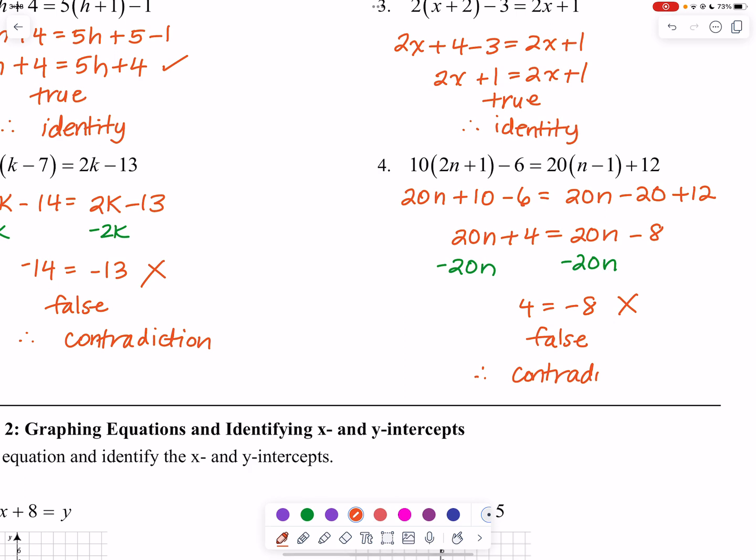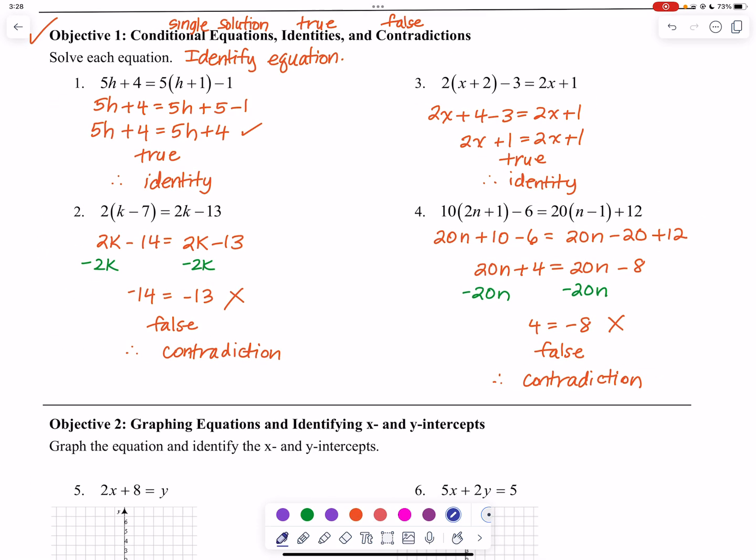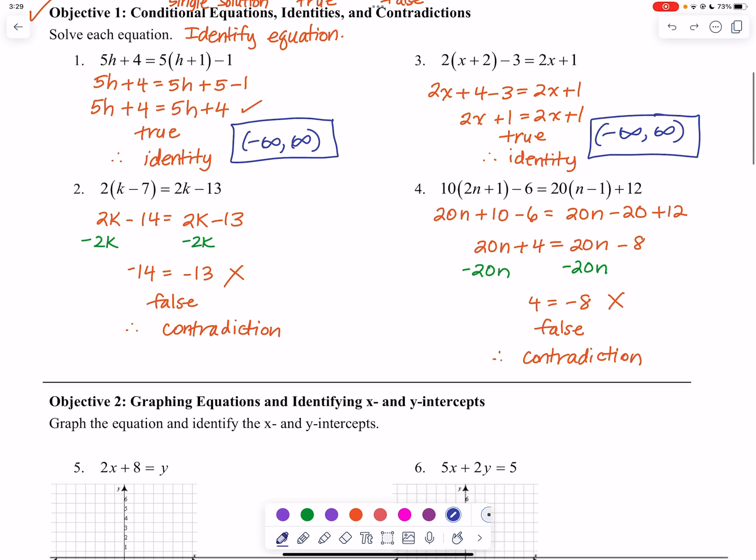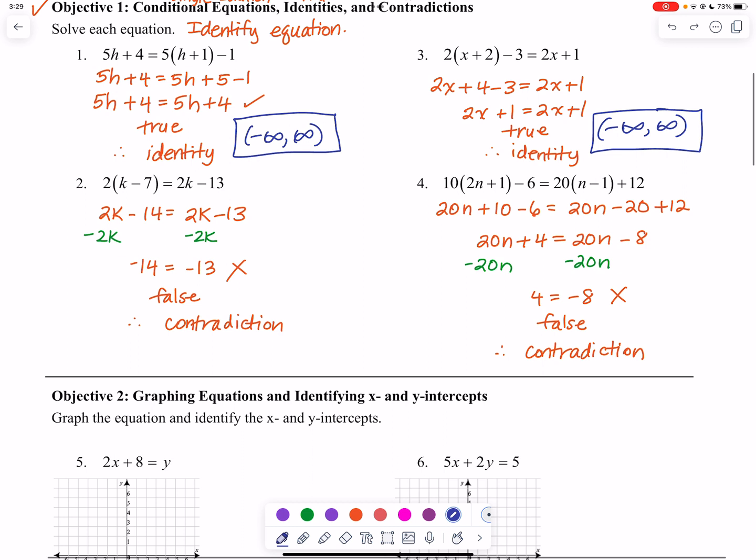So what you might notice here is that our solution set for our identities is all reals. That means any value that you place in for this x value will make that equation true. For our contradictions, we have the empty set. You can also write it as null set.